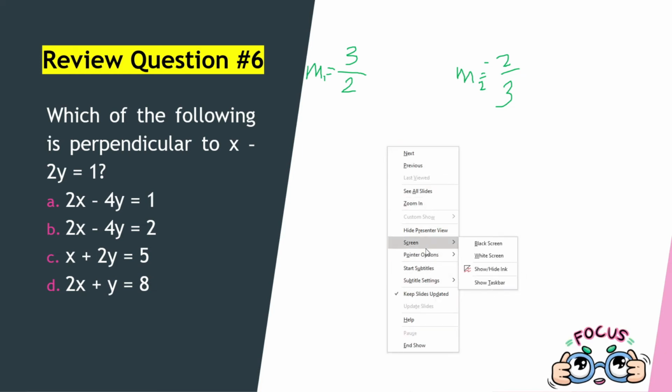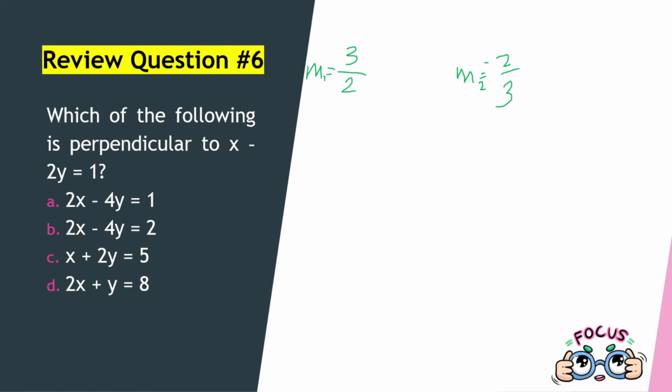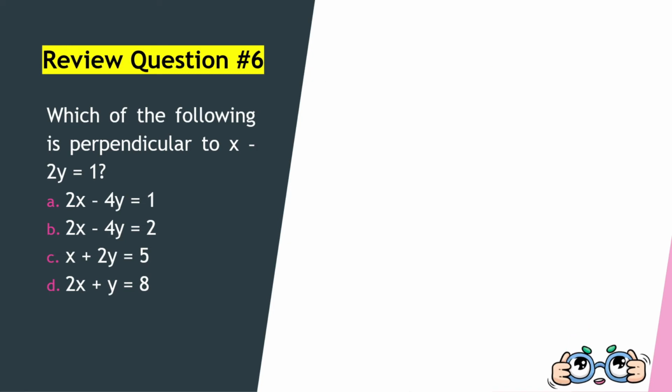Okay? So, now, I'll give you a tip on how to get the slope without using the y is equal to mx plus b formula.